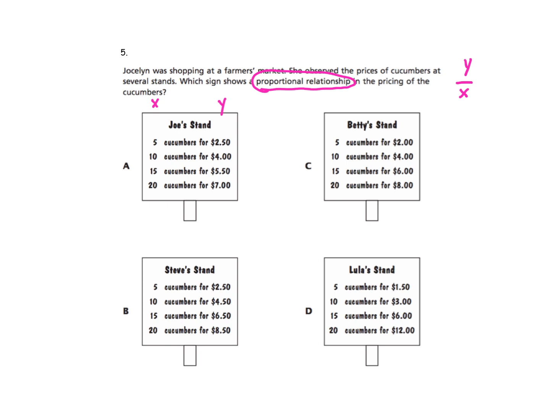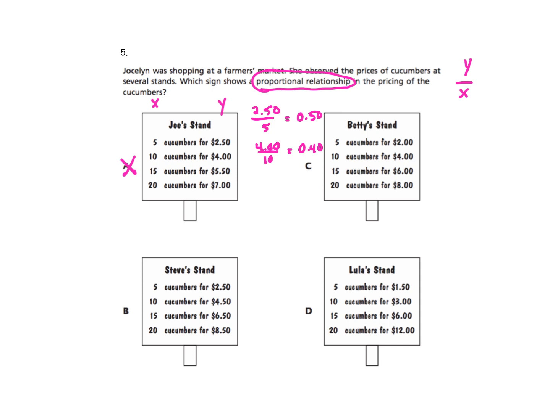So we're going to start by putting $2.50 and divide it by 5, and that's going to give us 50 cents. So I'm going to take the next dollar value, which is $4, and we're going to divide that by 10 cucumbers. And that would mean that this is 40 cents per cucumber. So we have 50 cents and 40 cents, so it is not proportional. They're not the same unit price.